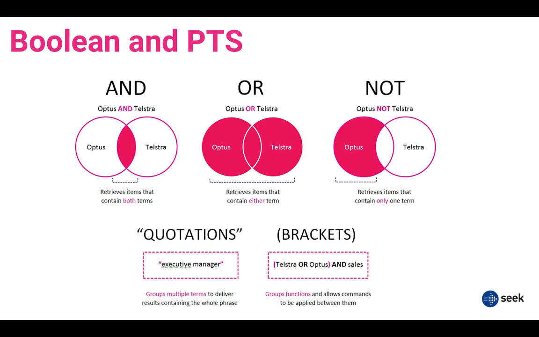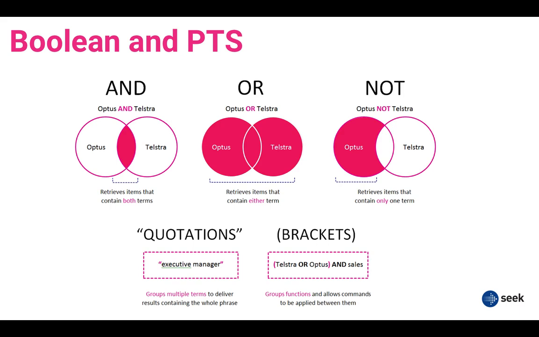So, the command, we'll start at the start. The first command is and. If you're looking for a candidate with Optus and Telstra experience, you would use and, so then we can search for both of those terms in the candidate CV.